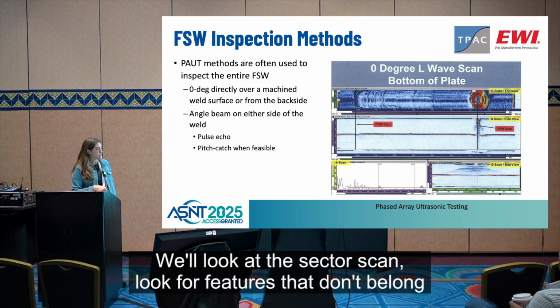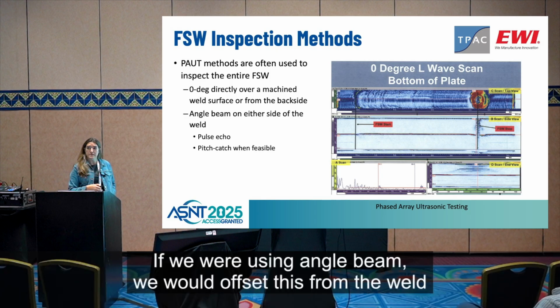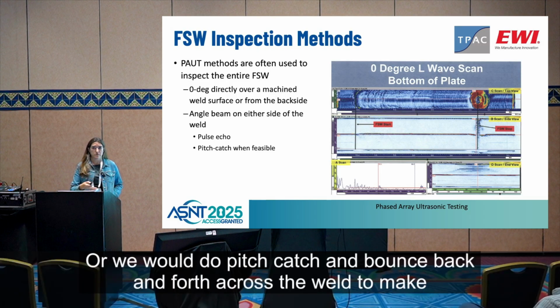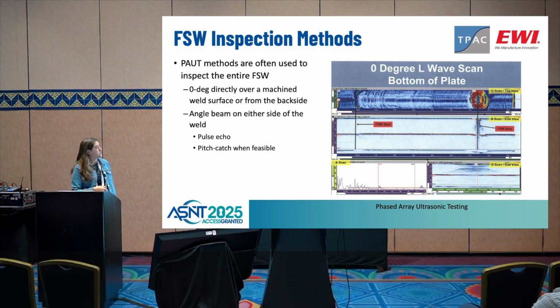We'll look at the sector scan, look for features that don't belong in the sector scan all along the B scan. If we were using angle beam, we would offset this from the weld and run the angle beam from either side of the weld in pulse echo, or we would do pitch catch and bounce back and forth across the weld to make sure we cover the entire thickness.